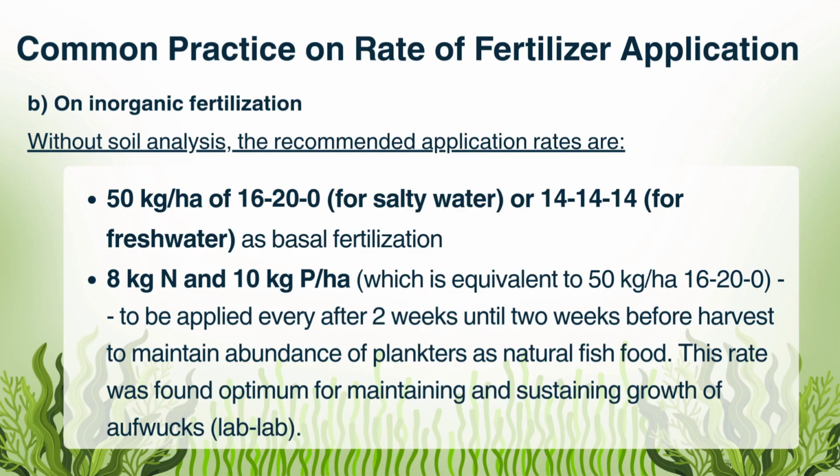To maintain the plankton production, 8 kilogram nitrogen and 10 kilogram phosphorus per hectare should be applied every 2 weeks, stopping 2 weeks before harvest. This rate is considered optimal for sustaining the growth of lablab, which serves as natural fish food.